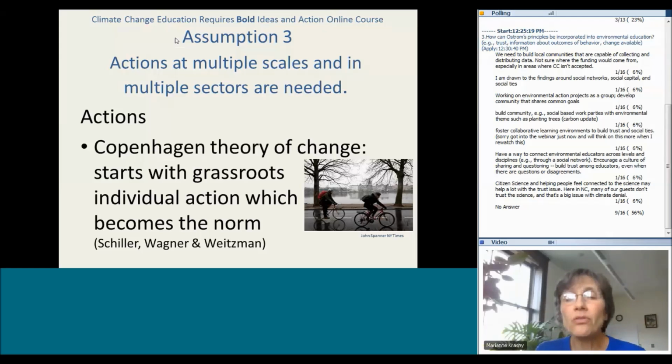Anyway, the Copenhagen Theory of Change. What that's about is that often larger scale action starts with grassroots individual actions that then become the norm. The example they give is Copenhagen and bike riding. When we had the oil or gas crisis in the 1970s, Copenhagen was like a lot of European and American cities, where almost everybody was commuting by car. But with the gas shortages, people started commuting by bike. And today, 50% of the commutes to work in Copenhagen are by bike. I know Copenhagen's flat, but it's also pretty cold and wet much of the year.